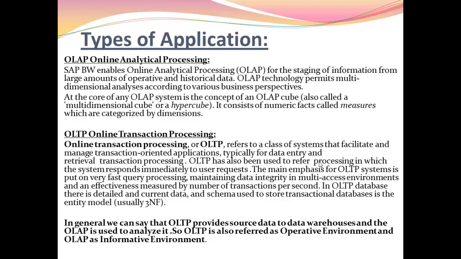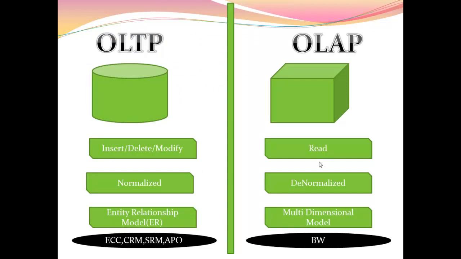In an OLTP database, there is detailed and current data, and the schema used to store the transactional database is the entity model. In general, we can say that OLTP provides source data to the data warehouse and OLAP is used to analyze it. So OLTP is referred to as the operative environment and OLAP is referred to as the informative environment. And after this, now we'll take a closer look at OLTP and OLAP.